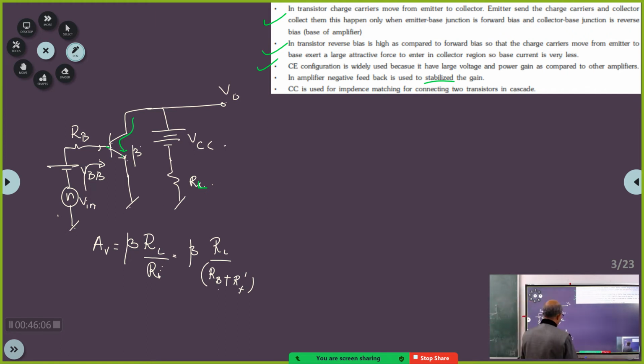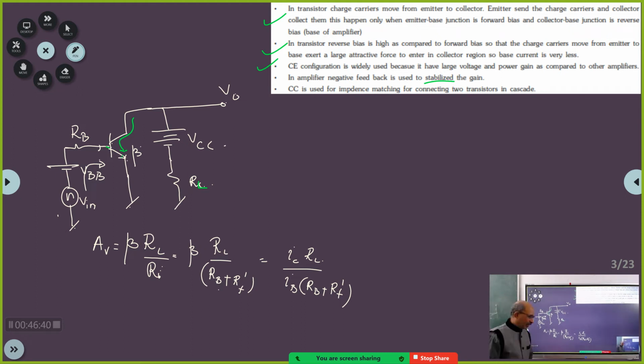Okay, now let us expand this. This is IC into RL divided by IB into RB plus RF dash. Correct now? Hello. So IC is what? Beta times IB, the IB will get cancelled, you will get this value. Okay? Now let us understand the situation.